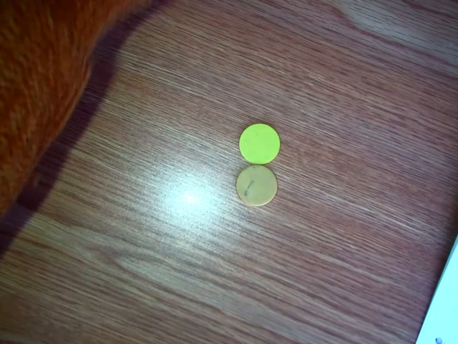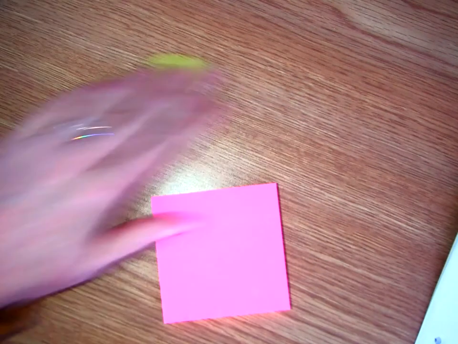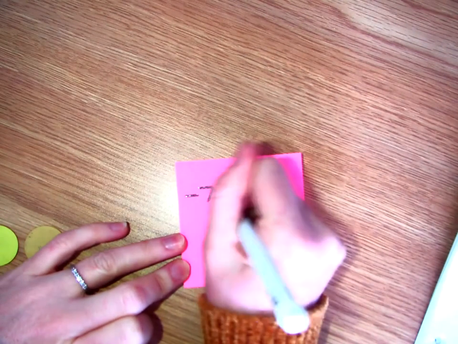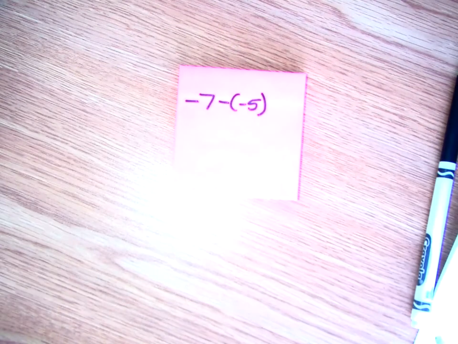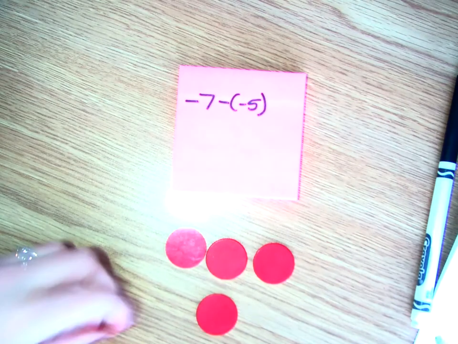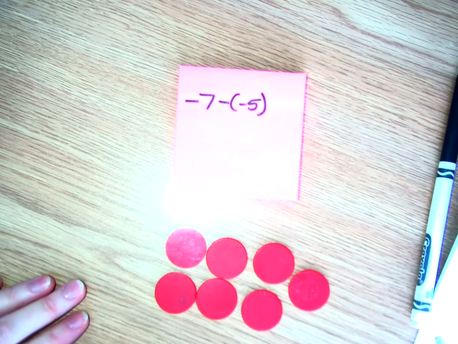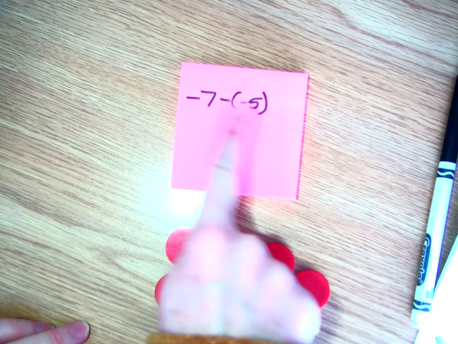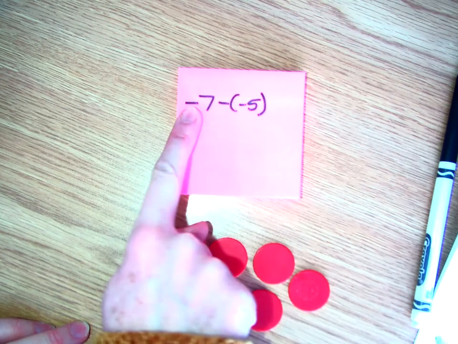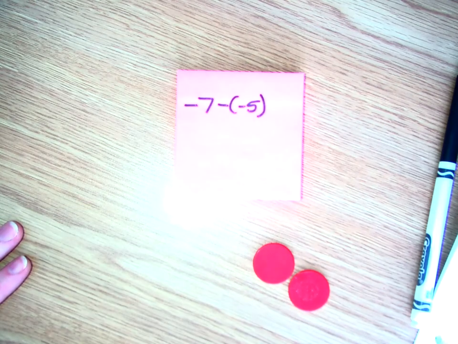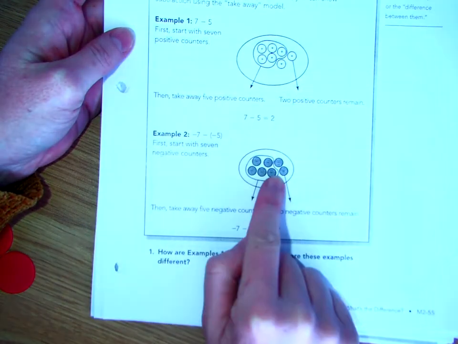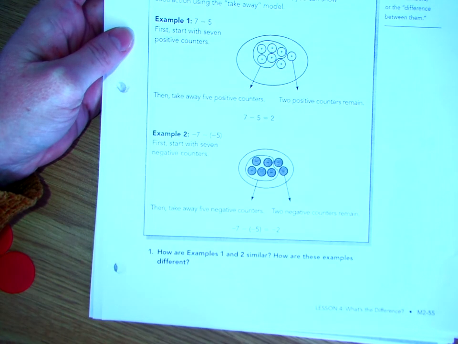Now their next problem is negative 7 minus negative 5. So let's start with negative 7. I'm going to start with 7 red chips. And I can still do a takeaway model here. I can take away 5 red chips. I have 7 red chips. I'm going to take away 5 red chips. 1, 2, 3, 4, 5. I'm left with 2 red chips, which is equal to negative 2. They have shown that here in this illustration. You started with 7, they removed 5, you are left with 2 negative counters.